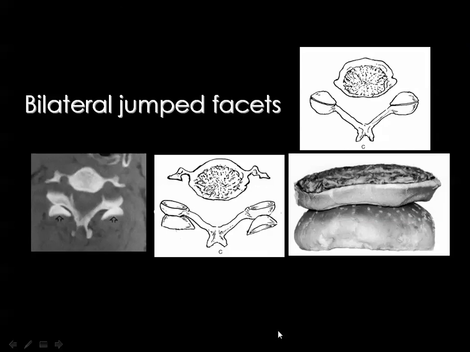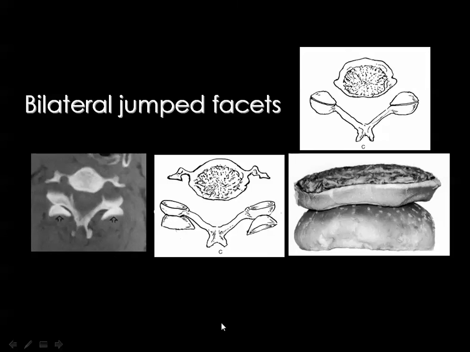Then, this is the normal appearance of the facet in the axial image. But if there is facet locking, then you will see that the articular facet, which should be here, will become posterior to the articular facet of the upper vertebra. Then you get the reverse of the hamburger sandwich, like this one. Then you see, in the axial image, instead of being here, it is now there. Then you get bilateral facet locking.